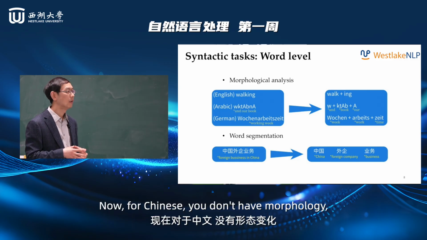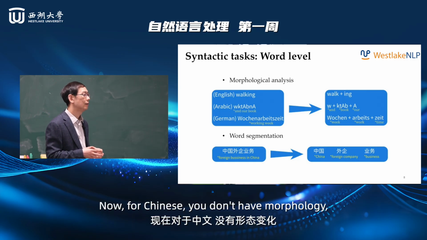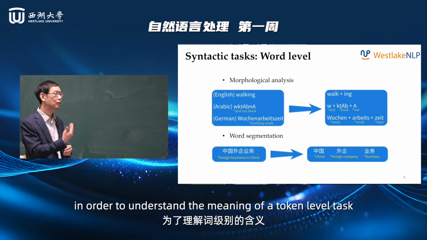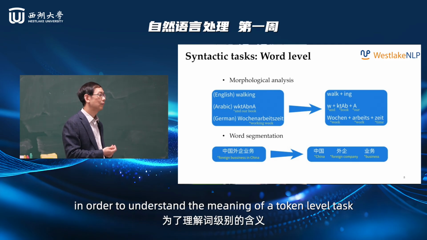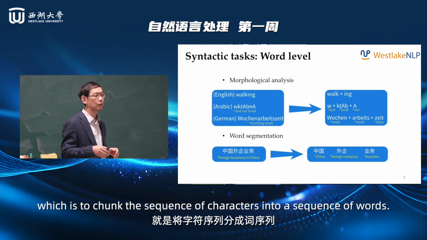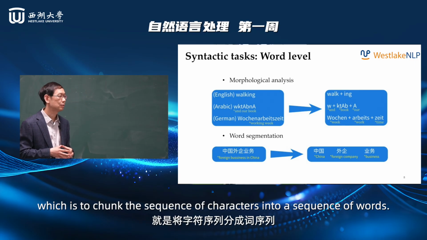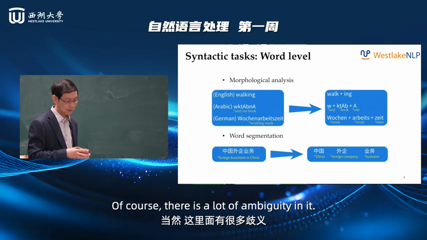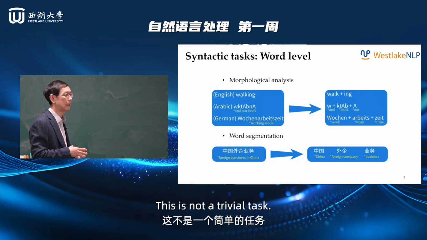Now, for Chinese, you don't have morphology, but the sentence is written as a sequence of characters, right? So in order to understand the meaning, a token level task is called word segmentation, which is to chunk the sequence of characters into a sequence of words, right? Of course, there is a lot of ambiguity in it. So this is not a trivial task.